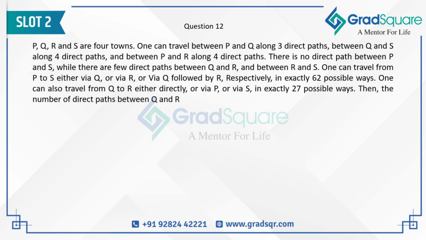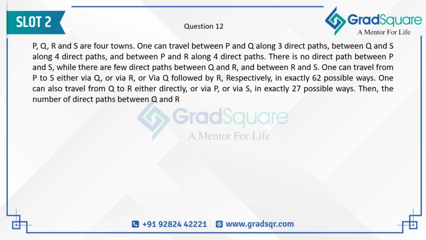Now in this question, P, Q, R and S are 4 towns. One can travel between P and Q along 3 direct paths, between Q and S along 4 direct paths, and between P and R there are 4 direct paths. There is no direct path between P and S, while there are few direct paths between Q and R and between R and S. One can travel from P to S either via Q or via R or via Q followed by R respectively in exactly 62 possible ways.